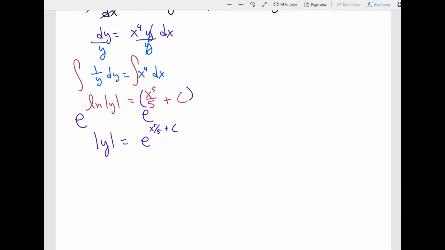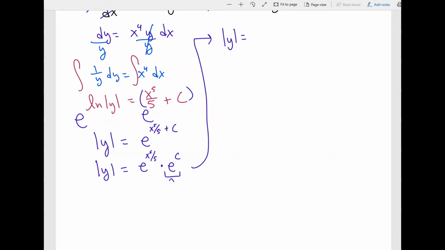Okay, now usually this absolute value means that there's going to be a positive and a negative value. So we'll deal with the absolute value in a little bit. But what I'm going to do is a little trick here, to make it a little easier. I'm going to have absolute value of y equal to e to the x to the 5 over 5 times e to the power of c. So this is just properties of exponents. This e to the c is just a constant. If I take e to the power of something, that's just going to give me a constant. So you have absolute value of y is equal to, let's just say this constant is going to be another c, c e to the x to the 5 over 5.